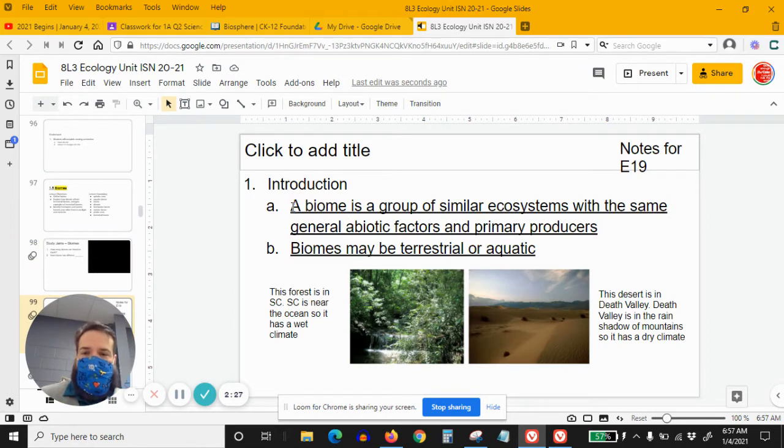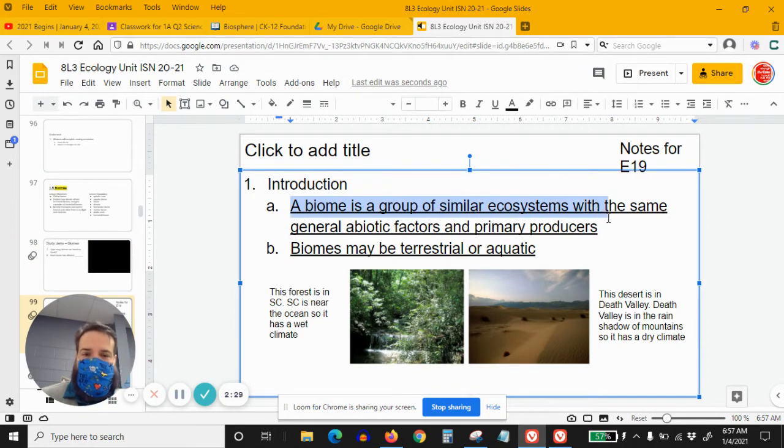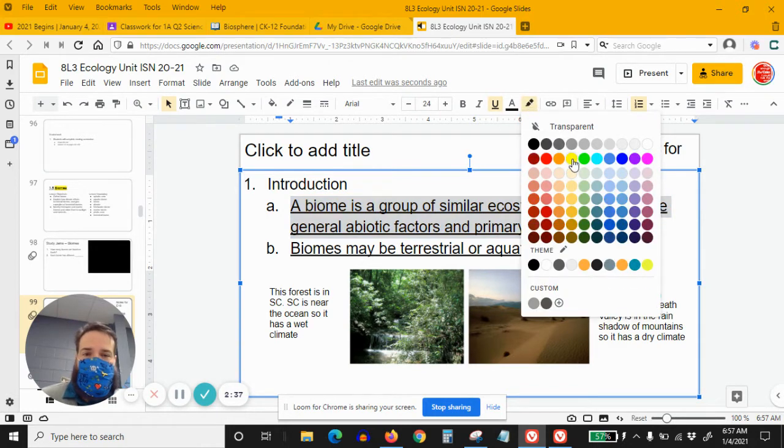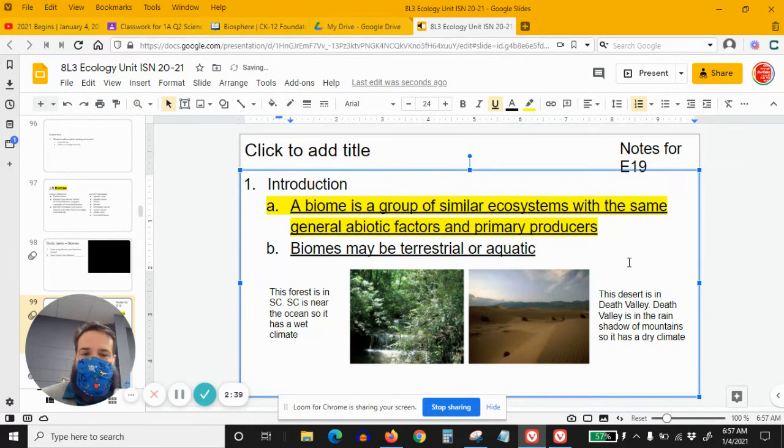All right, a biome is a group of similar ecosystems with the same general abiotic factors and primary producers. Okay, so let's go ahead and highlight that. You need to write that down. So you can pause while you write that and then unpause.